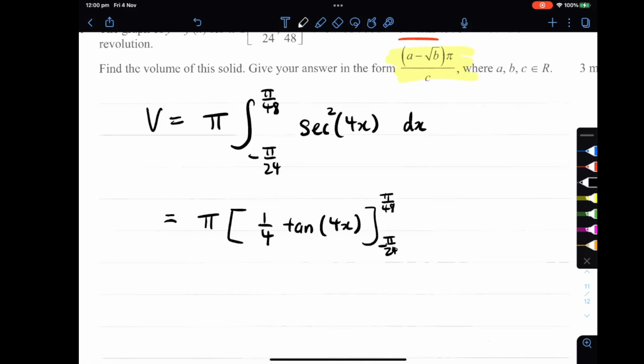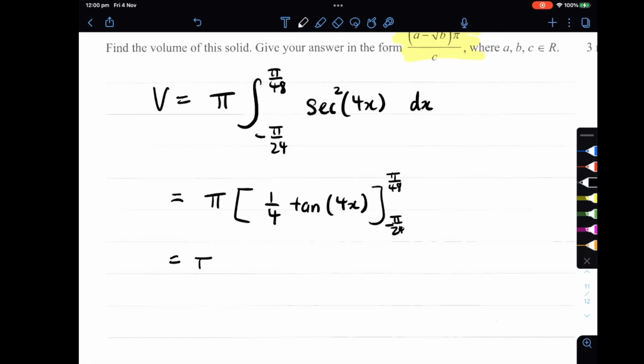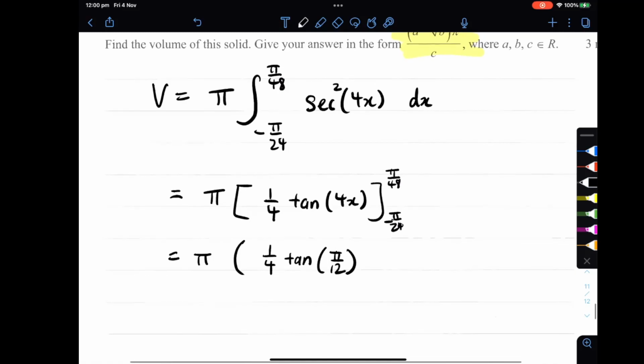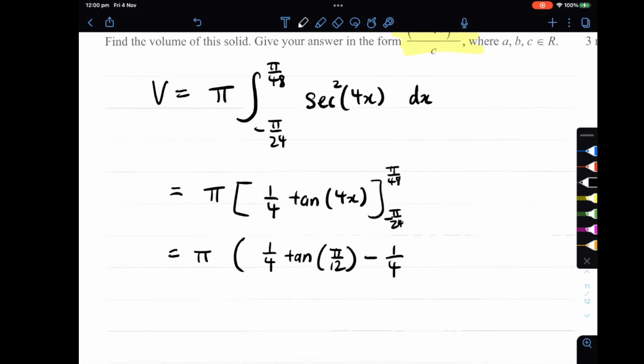Okay, this here is pretty straightforward. If we sum the numbers, we get a quarter tan of pi on 48. 4 times pi on 48 is pi on 12. Oh, that's a bit annoying. And if we do the next one, we get tan of 4 times pi on 24, which is negative pi on 6. Okay, that one's nicer.